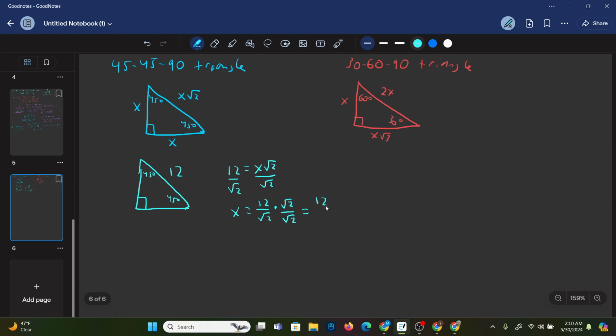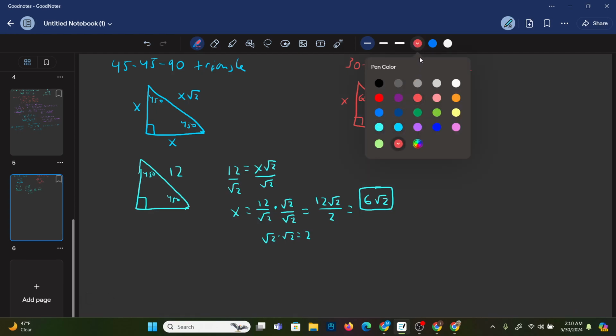We would have 12 times square root of 2. And when we do root 2 times root 2, that just equals 2. So we just have 2, and if we simplify, 12 divided by 2 is 6 root 2. And that is our final answer.